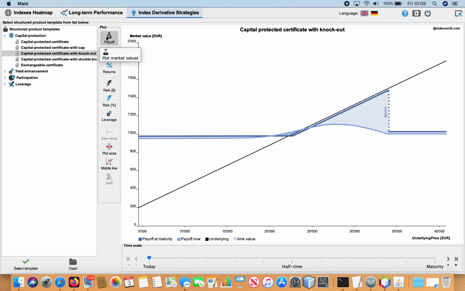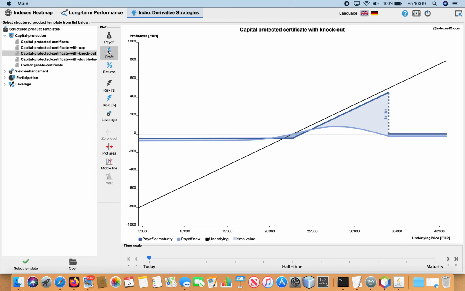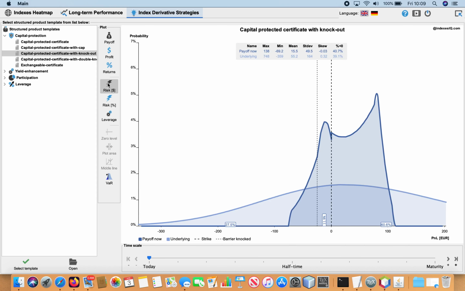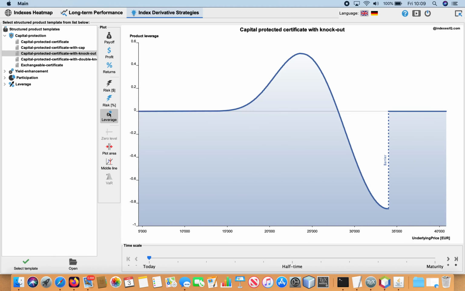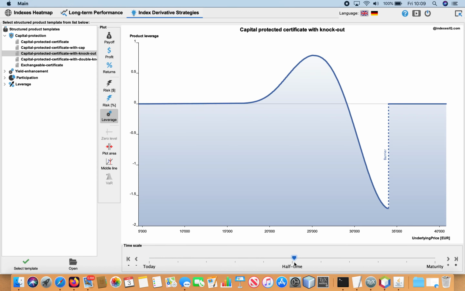For example, you can plot the payoff, the profit, the return in percent, but you can also look at the risk profile. So this is a simulation of the value at risk in either dollar terms or in percentage terms, and you can look at the degree of leverage of this product. Now down here, you have a time machine function where you can look at all these plots over time from issuance till maturity of the product.